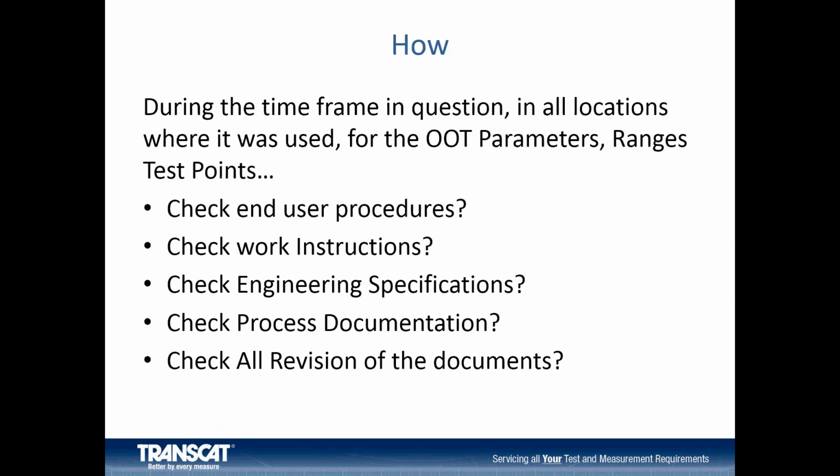So, how was it being used? During the time frame in question, in all locations where it was used, were the out-of-tolerance parameters, ranges, and test points used? You need to check end-user procedures, work instructions, engineering specifications, process documentation. The objective at this step is to determine where out-of-tolerance instruments could have affected any product. Remember, we're not trying to determine the impact yet. We're not making any decisions here. We're still collecting evidence.